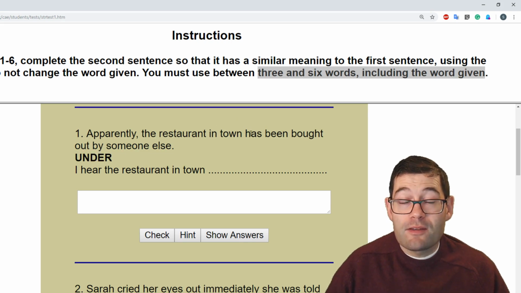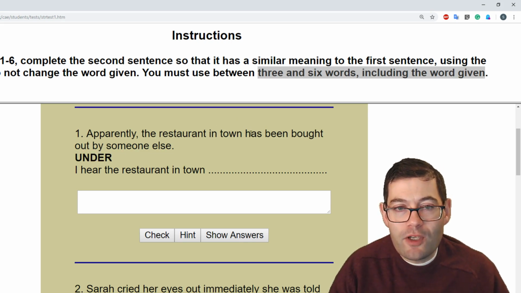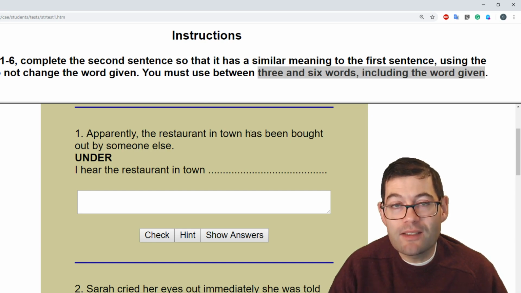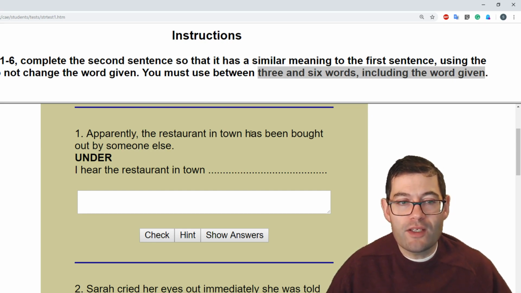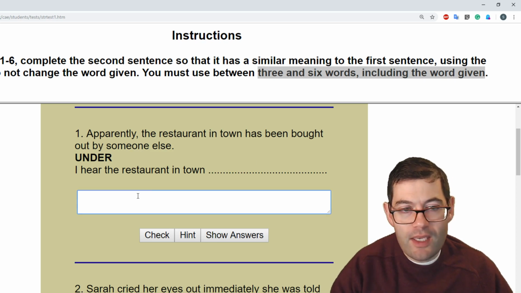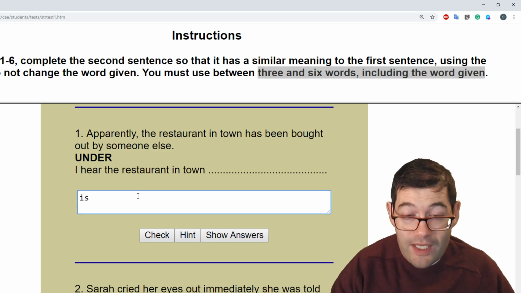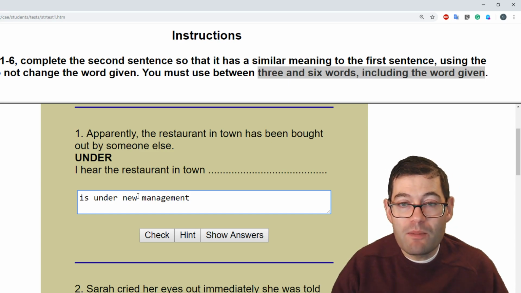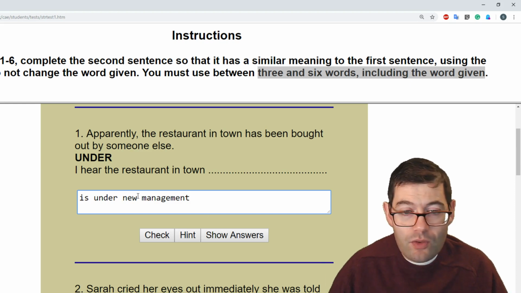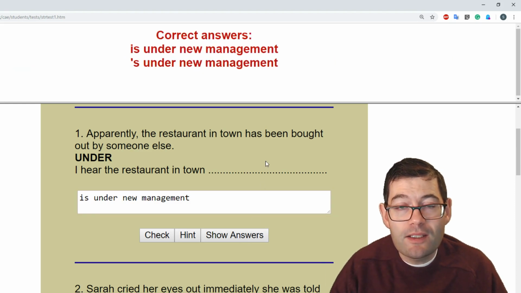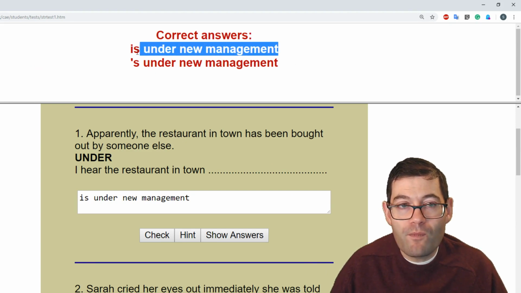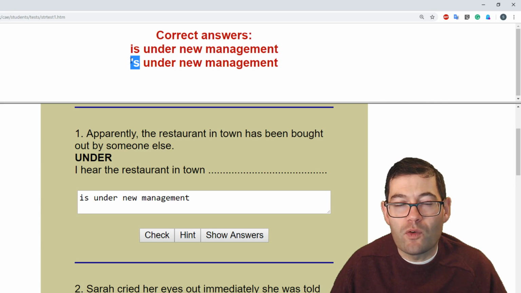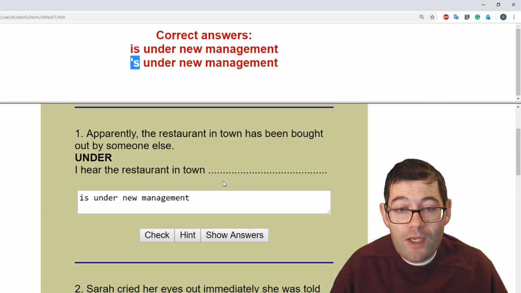Now, this comes down to an expression that you may or may not know, and the idea is that if the restaurant has been bought out by someone else, it means that someone else is in control of the restaurant, and we have an expression for that. I hear the restaurant in town is, we need our verb, under new management. That's our expression. So if something has been bought out by someone else, it's under new management. And if we have a look at our answer, we can see that my answer is one of the options given. Of course, you can use the contracted form as well. So that's question number 1.